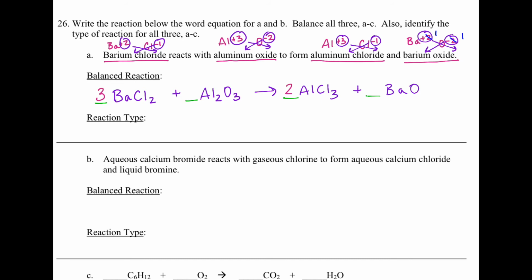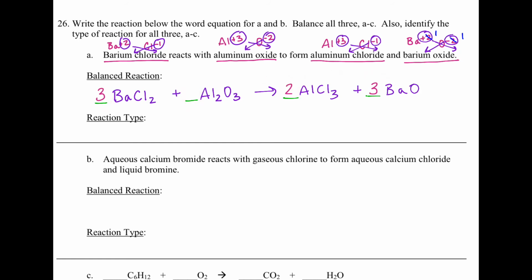Now, we had fixed our chlorine, 6 there and 6 here. So you could either keep moving left to right, or notice that this is going to make 3 bariums here, and now I only had 1 there. We had previously fixed it, but now we need to add that again, so we'll need a 3 there. Now if we check this out, 3 bariums, 6 chlorine, 6 chlorine, 2 aluminums, 3 oxygen, 3 oxygen. So we are all done. It would be 3, 1, 2, 3.